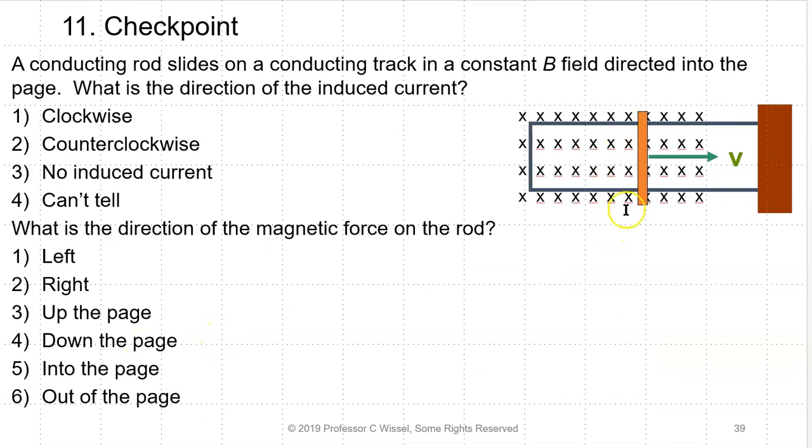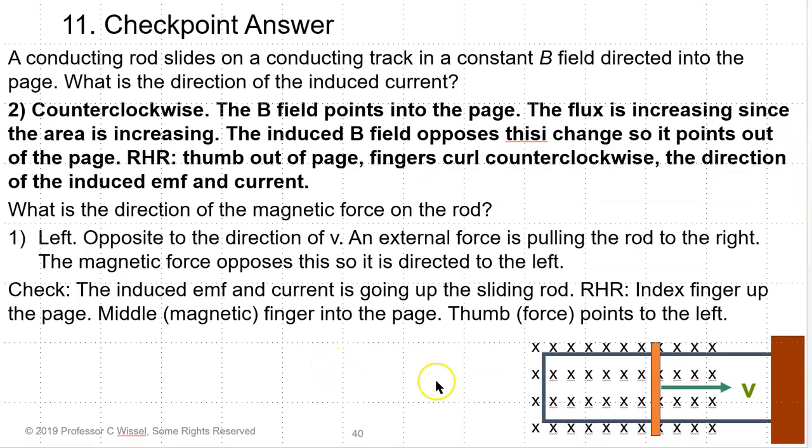Okay, a conducting rod slides on a conducting track with a constant magnetic field directed into the page. What's the direction of the induced current? And what's the direction of the magnetic force on the rod? Well, the magnetic force always opposes you, so it's going to be to the left. Okay, so the current is going to be counterclockwise.